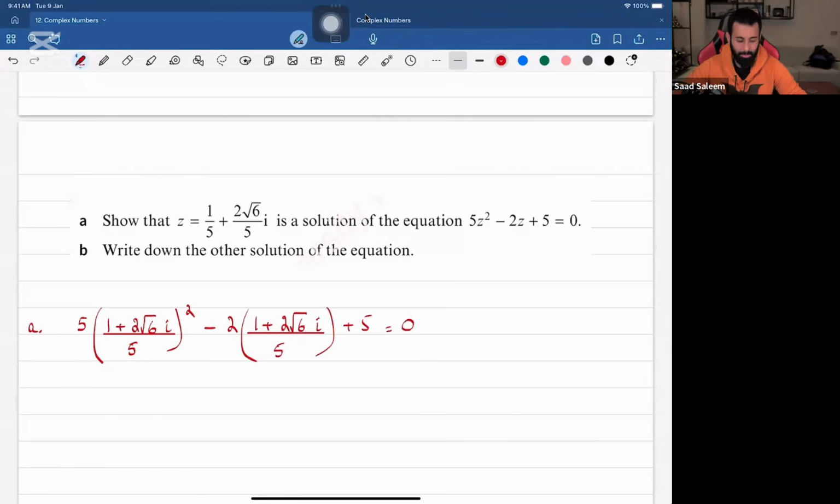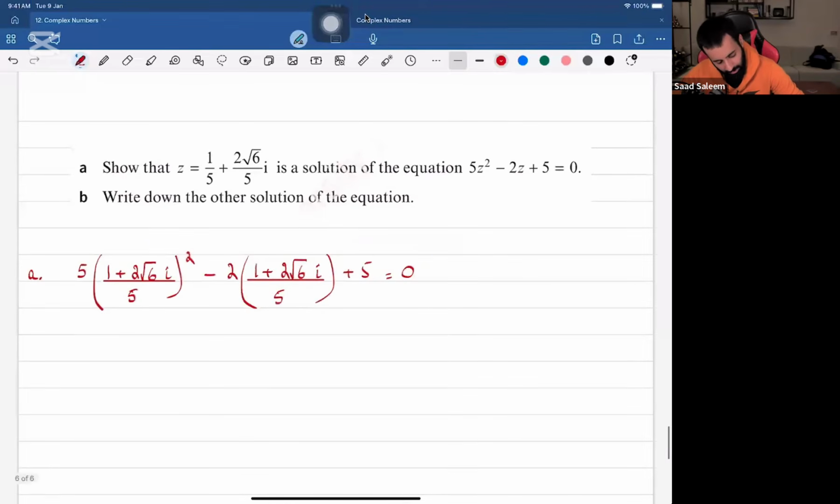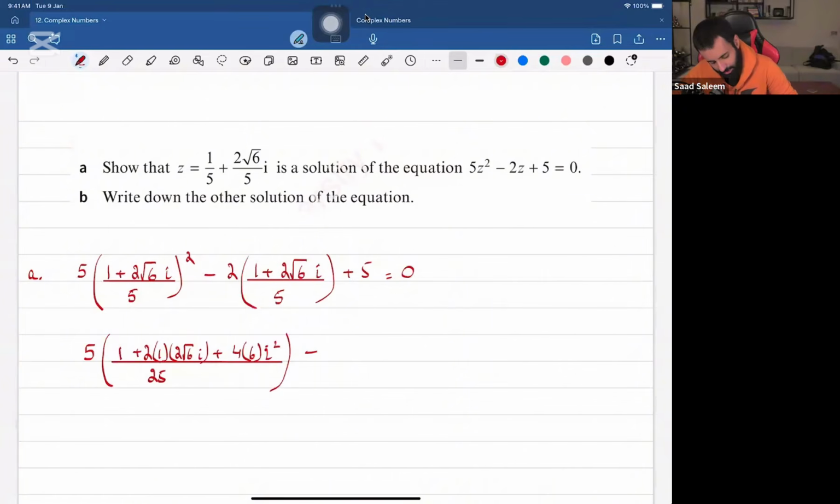So this is what we're going to prove. Now, as far as the denominator is concerned, that is a no-brainer. That becomes 25. In the numerator, we use the identity (a + b)² = a² + 2ab + b². So that means 1, plus 2 into 1 into 2√6 i, plus b², which means 2 squared, which is 4, √6 squared, which is 6, and i squared. So let's write it as i² for the minute.